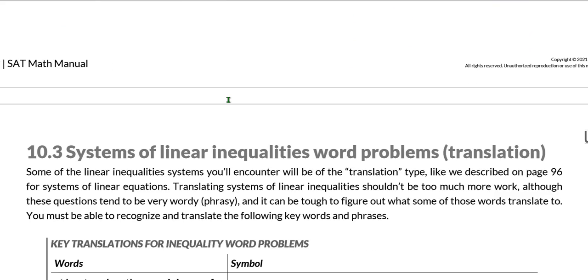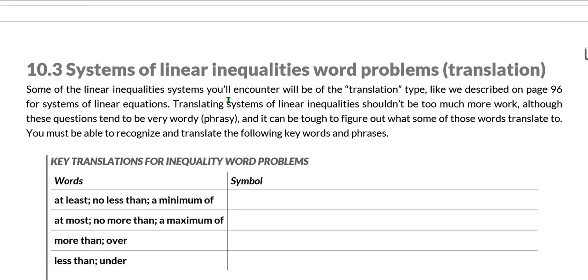On the next page, we need to talk about systems of linear inequalities, word problems, or translation. A lot of times when we're talking about word problems, we are talking about translation. We did do a few examples revolving around the same concept in a previous section in systems of linear equations, where we took a word question and made a linear function or a linear equation out of the words in the question. Systems of linear inequalities will be possibly slightly trickier, but again, for most of you, this should really just be review. This should not be anything new.